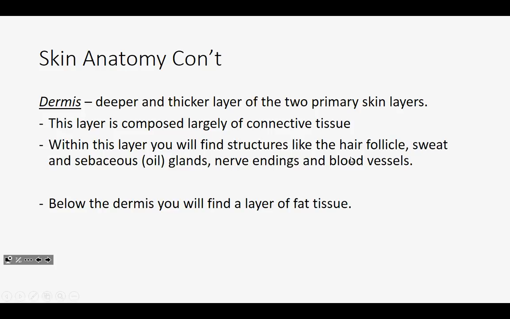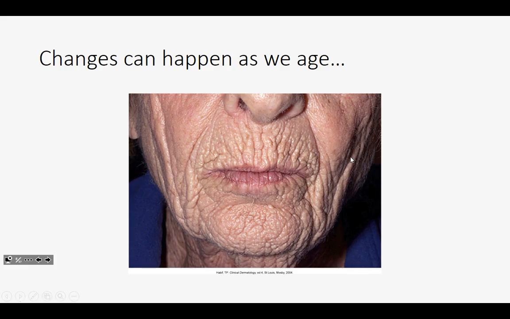And then below that you have a layer of fat tissue. That's just a picture to show it, like as we age, our skin changes. Did you guys remember what the main chemical is that changes? Collagen, yeah. So some people get injections of that too to help with wrinkles.